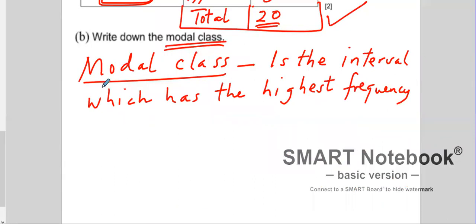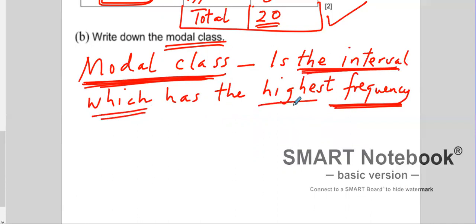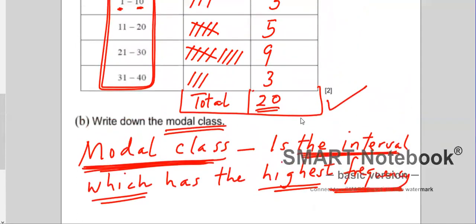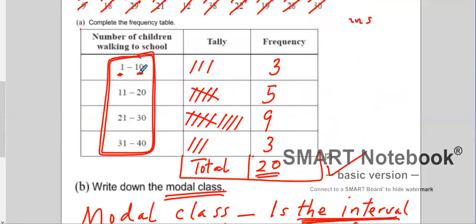Now, remember, model class is not the frequency. Model class is the interval which has the highest frequency. Let me go back here. Can you see these intervals? How many intervals are there? 1 to 10, 1, 2, 3, 4.